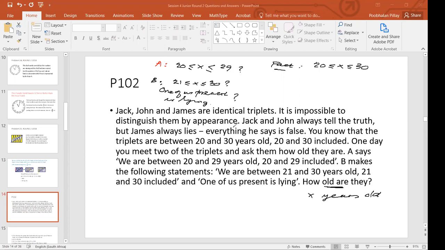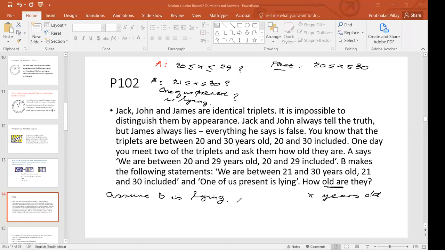We are contradicting something. It's going against what we already know, right? And therefore my assumption is false. So the starting point, all of you have some idea, but the starting point should be the following. So here it is. Assume B is lying. That's a very important starting point.